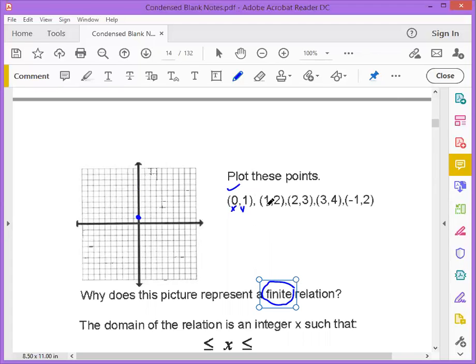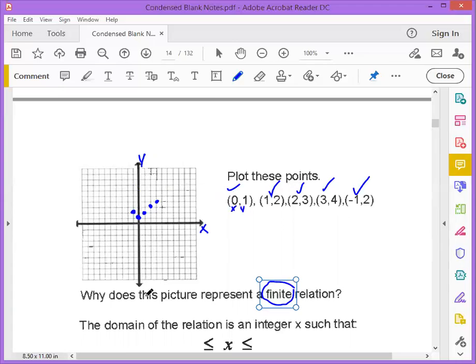Now 1, 2. 1 on the x-axis, 2 on the y-axis. Remember, this is x and this is y. 1 on the x-axis, 2 on the y-axis will be here. We're done with this point. 2, 3. So 2 on the x-axis, 1, 2, 3 on the y-axis. 3, 4. So 1, 2, 3 on the x-axis, 1, 2, 3, 4 on the y-axis. -1, 2. I'm going to go over to -1, and then up 1, 2 will be here.